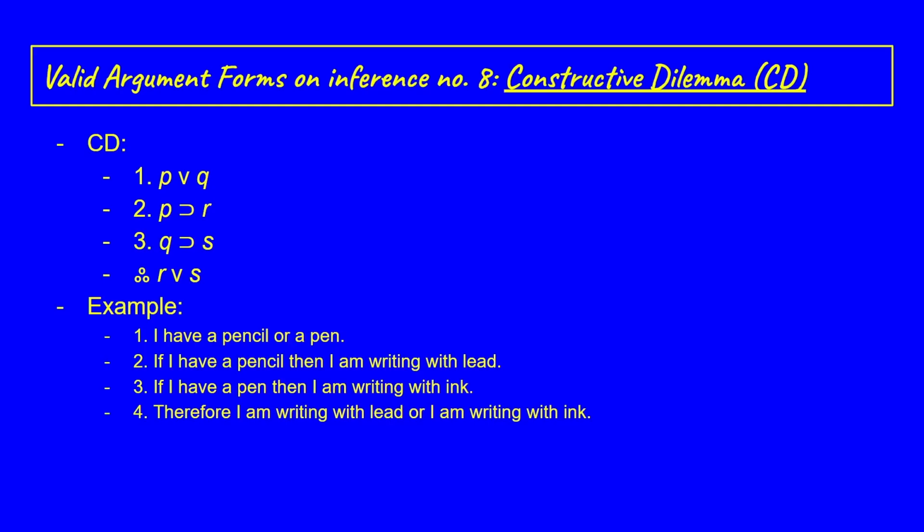The final valid argument form for inference is number 8, aka constructive dilemma. This rule is not used very often, but it still has a place in the system. It goes by the form of P wedge Q, and then P horseshoe R, and then Q horseshoe S, therefore R wedge S. An example of such an argument form would be, I have a pencil or a pen. If I have a pencil, then I am writing with lead. If I have a pen, then I am writing with ink. Therefore, I am writing with lead or I am writing with ink.